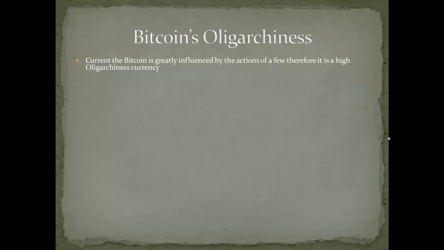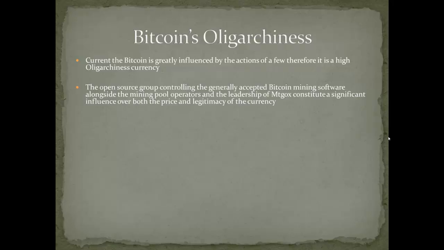It has a small group of people, namely the people who are in charge of developing the Bitcoin open source software, the Bitcoin mining pool operators, and the leadership of Mt. Gox, the largest exchange, who have a tremendous influence over the price and the legitimacy of the currency. In fact, if all of these entities got together and decided to collude, they could destroy the Bitcoin if they so chose. They could just shut it all down, and there's nothing anybody could do about it. If there was enough devoted fans of the Bitcoin, they would be able to go ahead and restart it and repair it, but it would take years to fix the damage that these people could do.